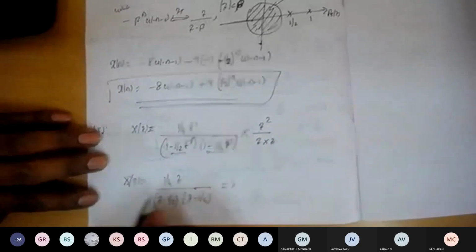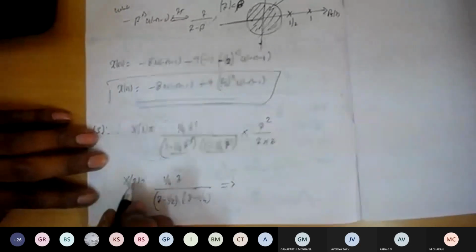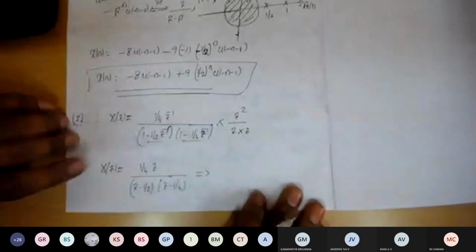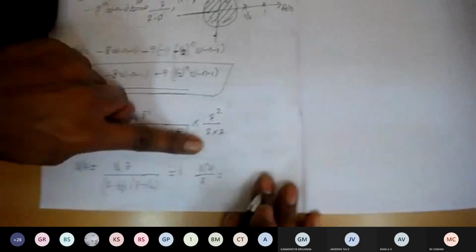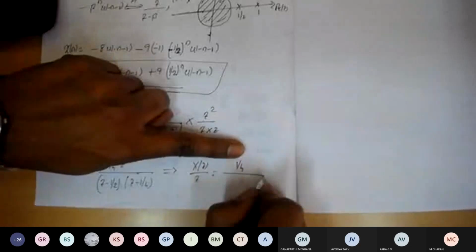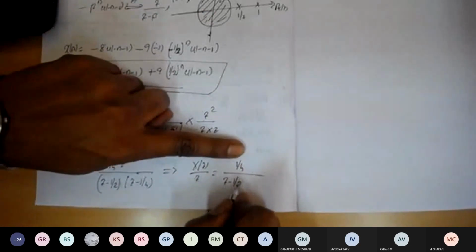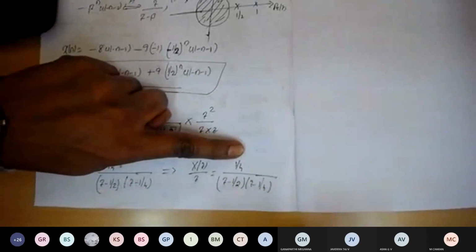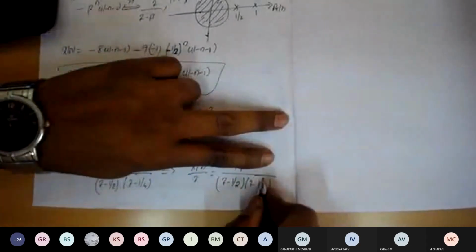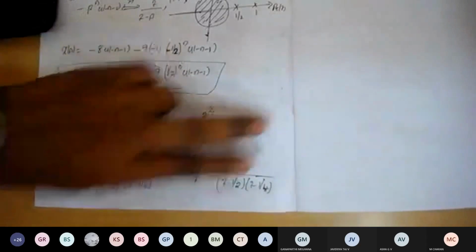Okay, so we can rewrite this one. We want it in terms of X of Z by Z. I'm going to just rewrite this one as X of Z divided by Z. This will become equal to 1 by 4 into Z minus 1 by 2 into Z minus 1 by 4.